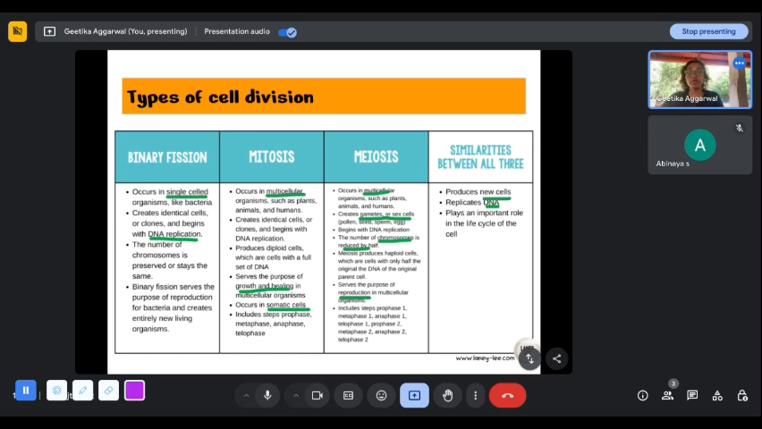And so, two things to keep in mind is that binary fission mostly happens in single celled organisms, leads to the production of clones or same cells with the same DNA, and they serve the purpose of reproduction in single cellular organisms. Mitosis happens in multicellular organisms. It also leads to production of identical cells with same DNA, but it serves the purpose of growth and healing in multicellular organisms. Meiosis serves the purpose of reproduction in multicellular organisms, and the resultant cells are actually haploids. They have only half the amount of original DNA.